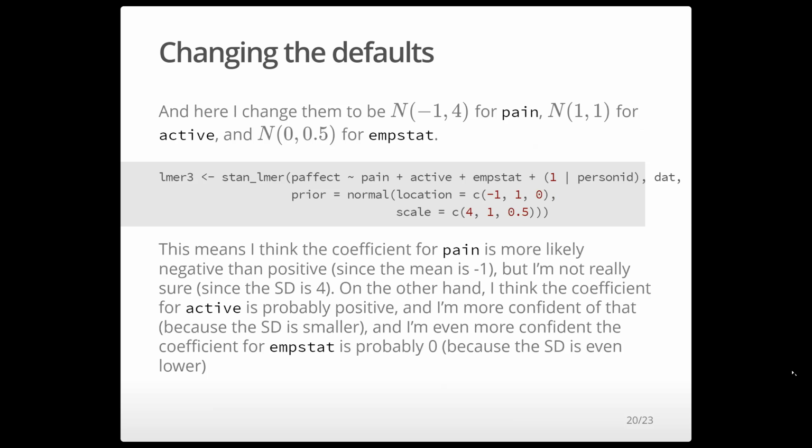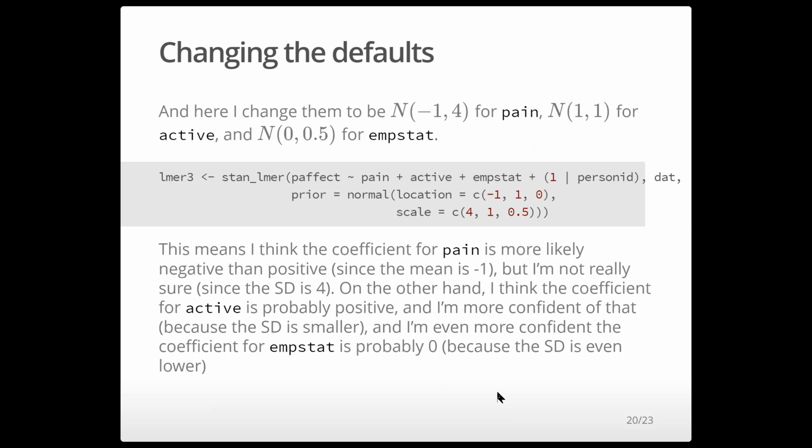So that's saying that I have much more confidence in my beliefs that the coefficient for active is going to be positive, but there's still some chance it could be negative since 96% of the values will fall between -1 and 3 for that. And then again, I'm saying that I think the coefficient for MSTAT is 0. And so I'm saying I don't really have a belief whether it's positive or negative. And in fact, I think it's very close to 0 because I specified an even smaller standard deviation here.